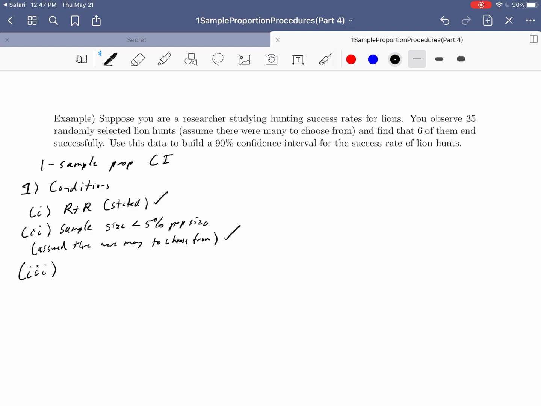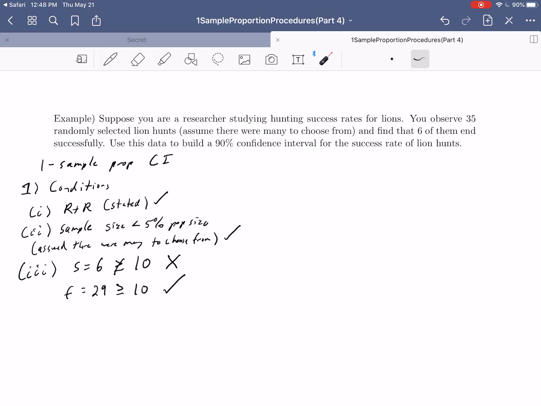And then condition 3. This would be the one about the successes and failures. Well, we saw that 6 of them ended successfully. So S was equal to 6. And unfortunately, you can see that that is not greater than or equal to 10. The failures we would be fine on. Since there were 35 hunts and 6 were successful, there were 29 failures, and that would be greater than or equal to 10. But for condition 3, that first part of it, the successes being at least 10, unfortunately we didn't have that, so we were unable to meet this condition.